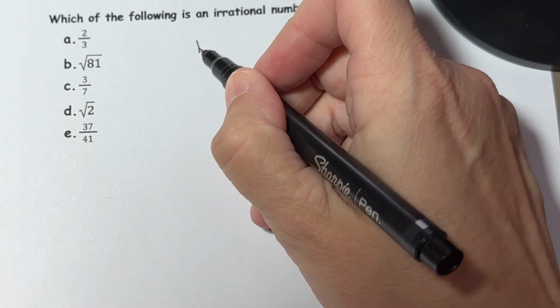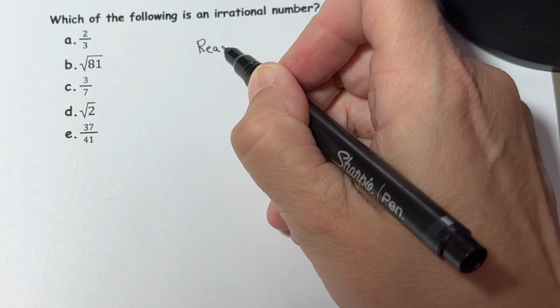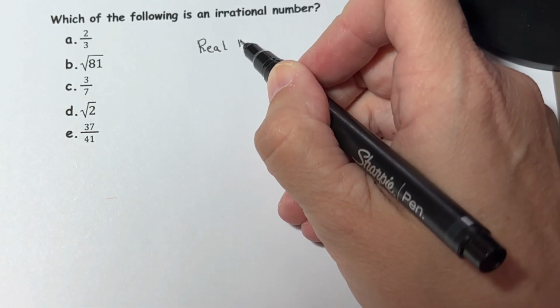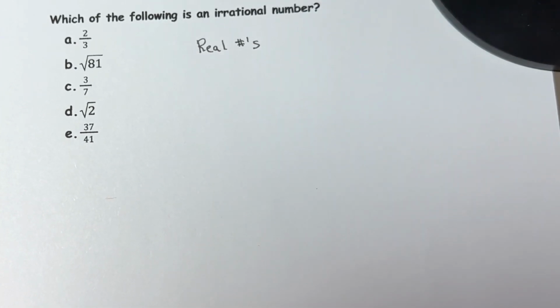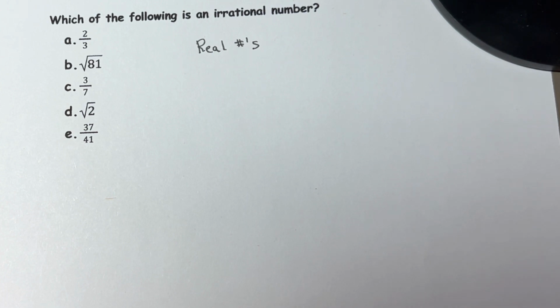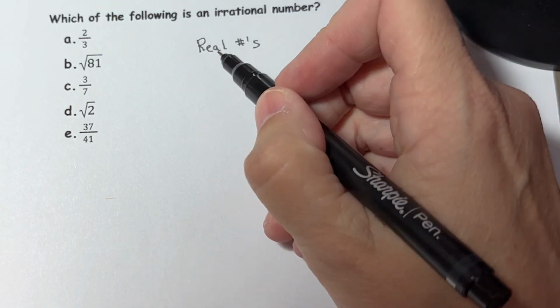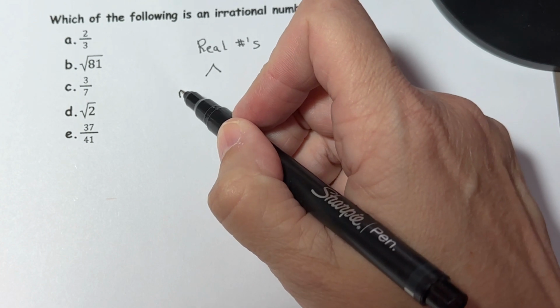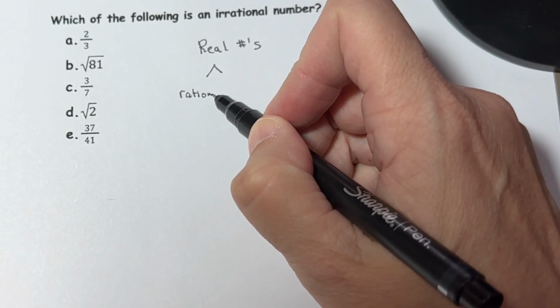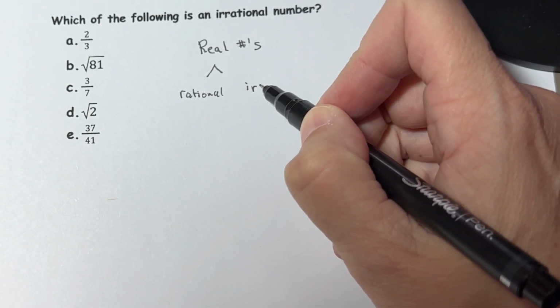Real numbers. Real numbers are anything that you can plot on a number line. Positive, negative, zero, decimals, fractions. And real numbers are either rational or irrational.